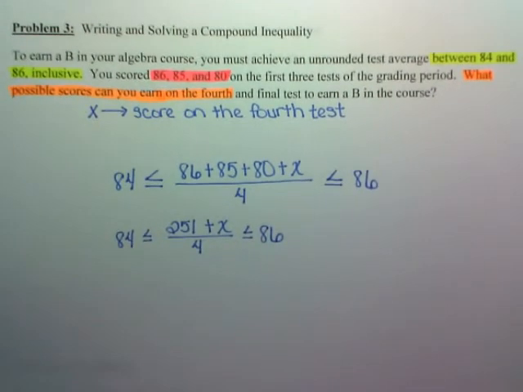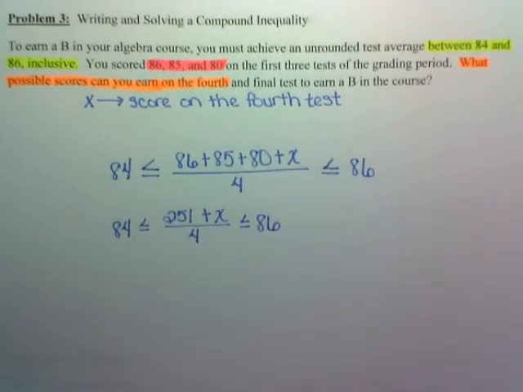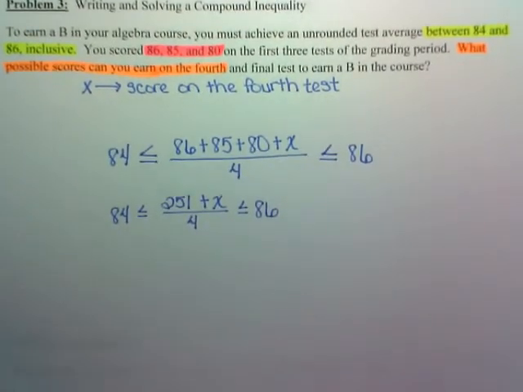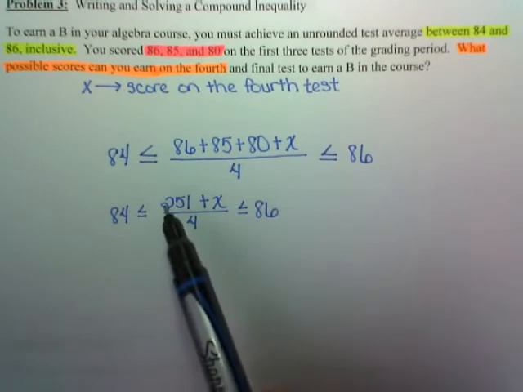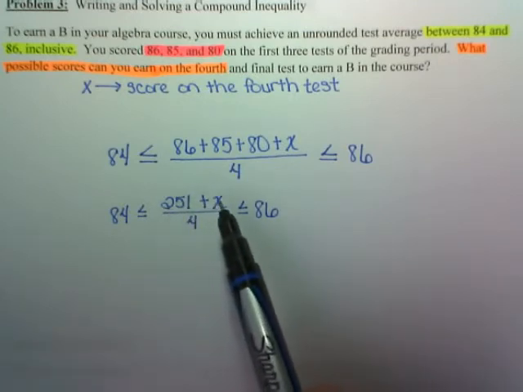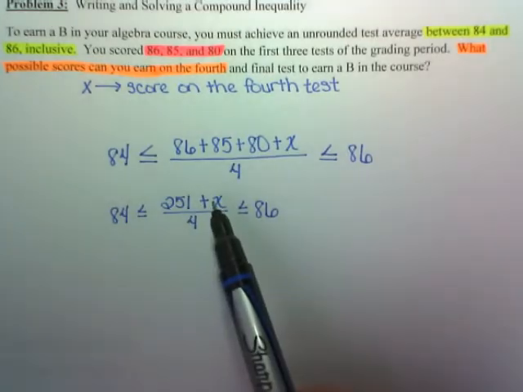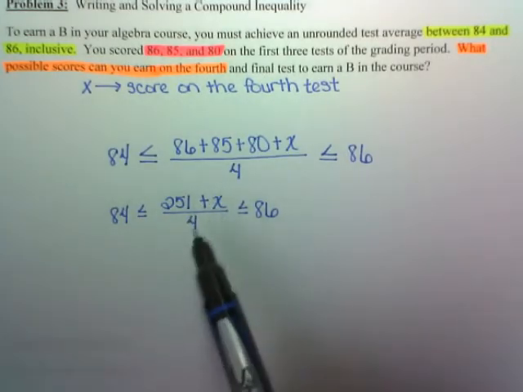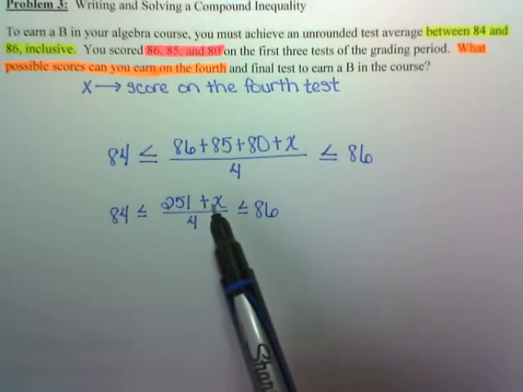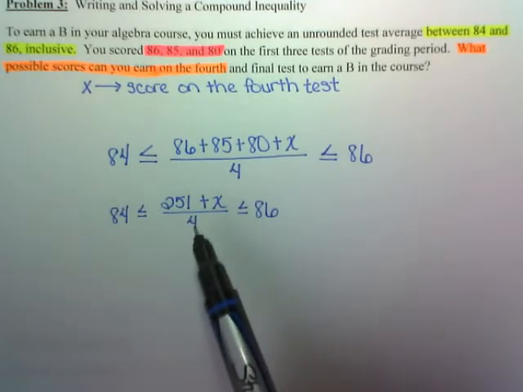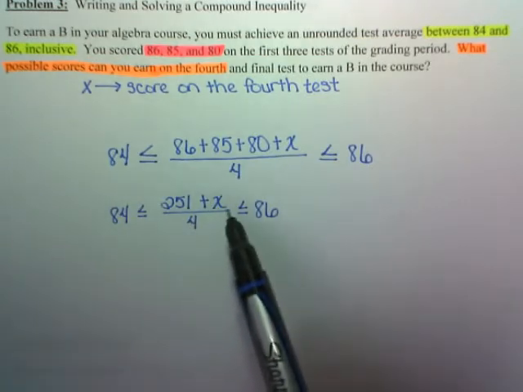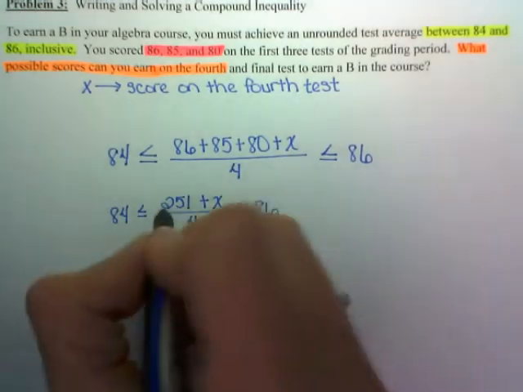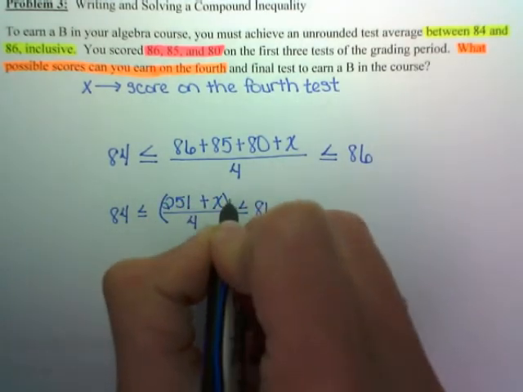Alright, now we've got to solve this for x. Now this is a multi-step inequality we haven't actually discussed yet, but if you're analyzing these, determine what's the last thing I did, because that tells you what's the first thing you're going to undo. 251 plus x, so the first thing we did to x was add 251, then divided by 4. Dividing by 4 is the last thing I did, so that's what I've got to undo first. Well, what is the inverse of dividing by 4? The inverse of dividing by 4 is multiplying by 4.